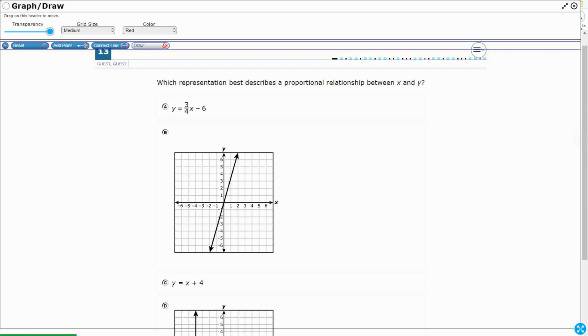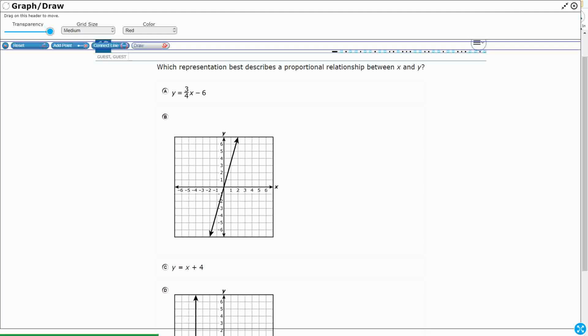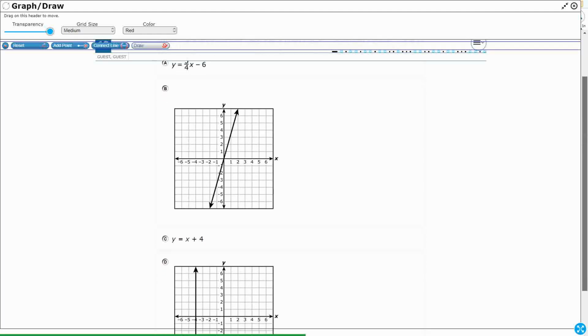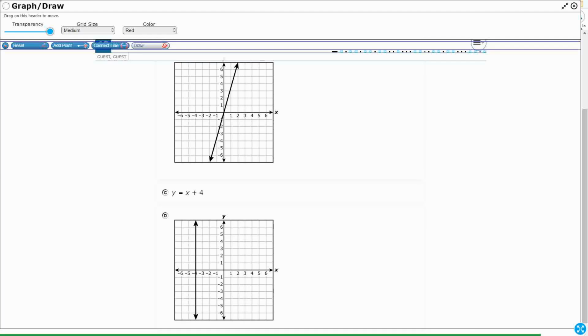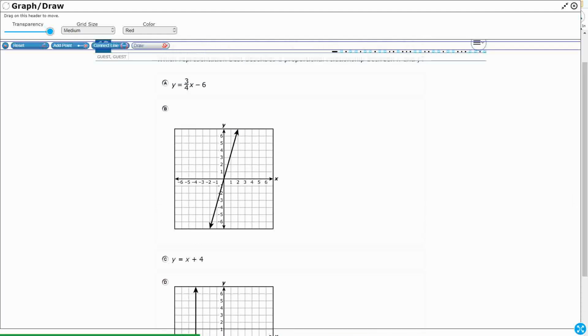Well, what I want us to notice here is we've got graphs B and D. We can see that B has a slope that increases, and it goes through the origin. What we notice about D is it's a vertical line, so it's an undefined slope because it goes up and down continually, but it never moves left and right, and it's over there at -4. So what do we know about A and C?